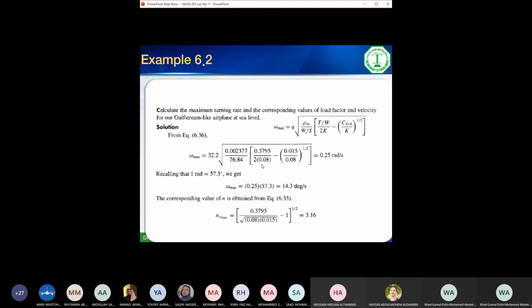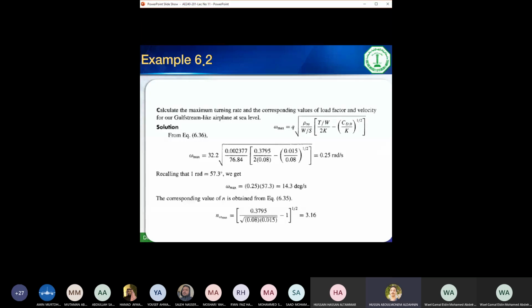Density at 30,000 feet, wing area, wing loading was 76. The drag polar K was 0.08 and CD naught was 0.05. So this gives the maximum rate of turn of 0.25 radian per second. Omega here is in radians per second, but we don't appreciate radians per second very well. So if, yes, Hussein.